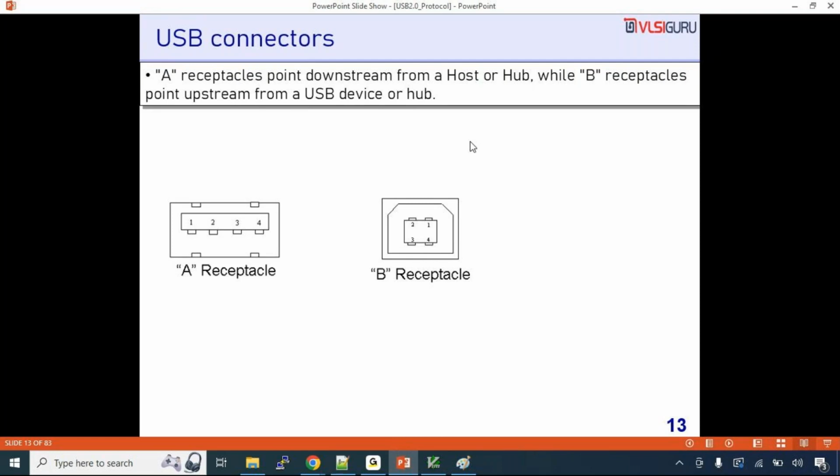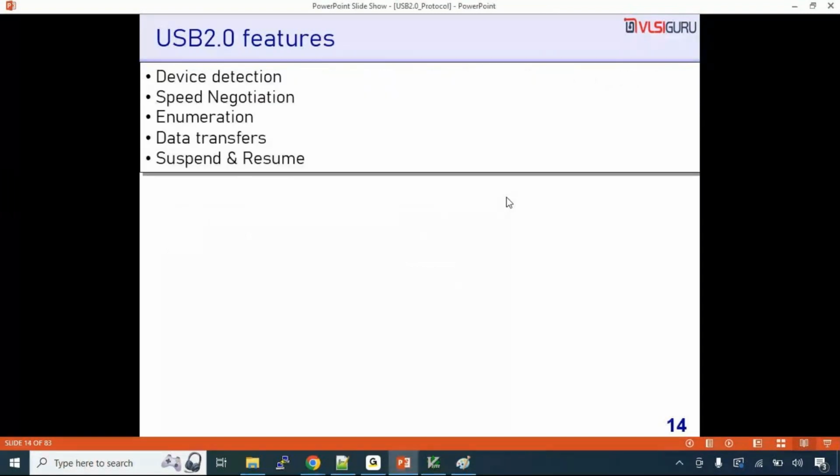So I'm done with the demo part I wanted to do for today's session. I wanted to give you a brief about the USB course, what all things will be covered, and a brief into the USB protocol. In the next session we'll go deep into USB 2.0 features, like device detection, speed negotiation, enumeration, data transfers, suspend and resume. We will study the USB 2.0 protocol in depth, including low speed, full speed and high speed transfers, and split transactions. Everything we'll be talking about. Once we are done with the protocol, we will go into USB core functional verification.